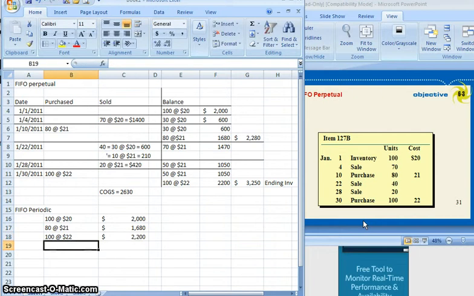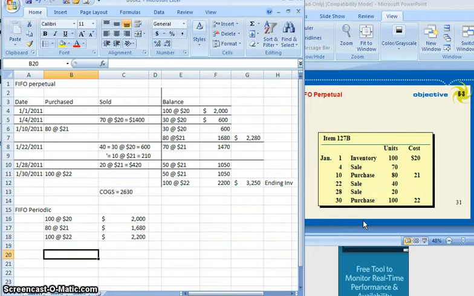Okay, so these are all the ones that we had during the month. We had some to begin with, and then we bought some more. So I think of this section as all of the ones that we had available to us. We had 100 at $20, 80 at $21, 100 at $22, all available to us during the month of January.